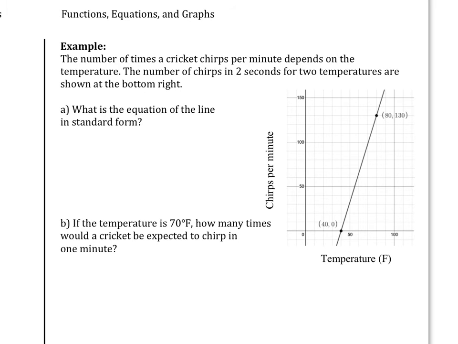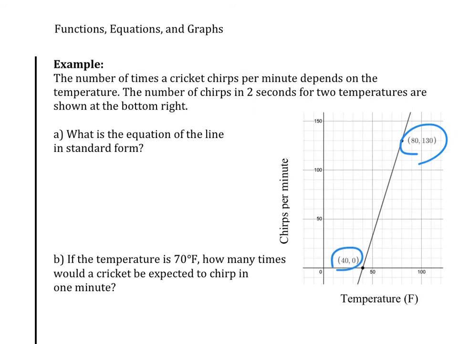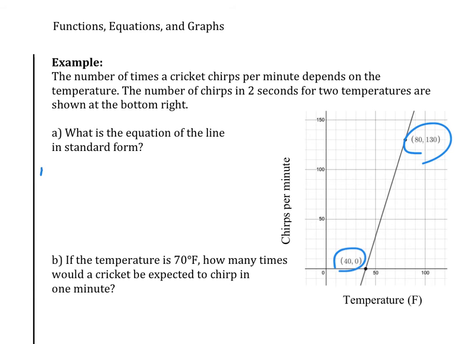All right, finally we got to standard form. So we are given 2 points, and we need to figure out the equation of this line in standard form. So let's just find the equation of the line first, and then we'll worry about standard form next. To find the equation of this line, again, we need the slope first. So 130 minus 0 over 80 minus 40. So that is 130 over 40, which is 13 over 4.